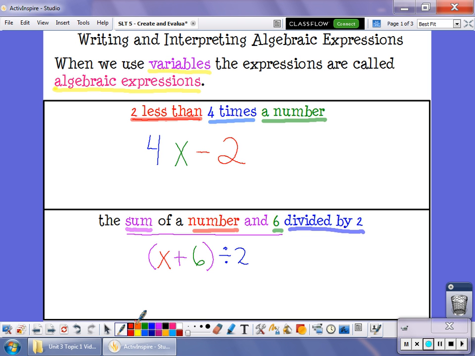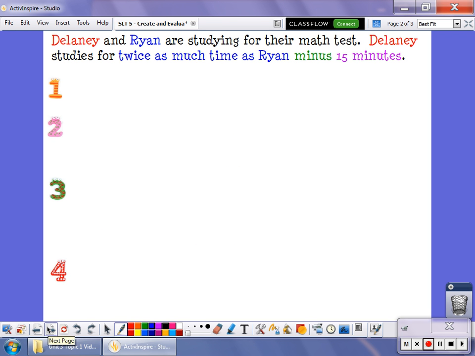Another way I could write this without the parentheses is I'm still going to have my sum of my number and 6. But instead of using this division symbol, I'm going to use a fraction bar, which also means divide. So both of these show the sum of a number and 6 divided by 2. This one doesn't need parentheses because we have to get a single number on top before we can do this division here. Now let's apply this to some word problems.